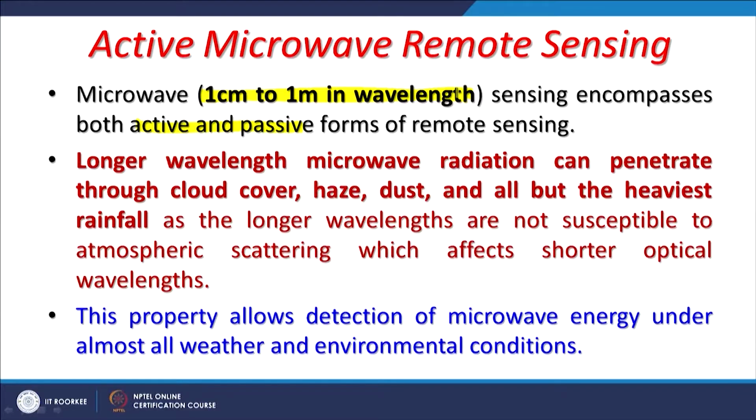Now, this penetration property allows microwave, as I have already mentioned, to work in almost all weather conditions. The exception I have just given is that the heaviest rainfall or very dark, water-bearing clouds may give problems; otherwise, in almost all weather and environmental conditions, microwave will work. That is why whenever there are problems associated with flooding or natural disasters with cloud cover at the same time, people will look for microwave remote sensing data, and this is a common thing.